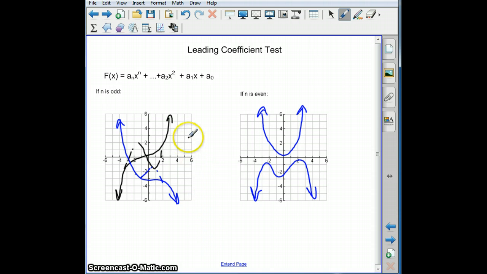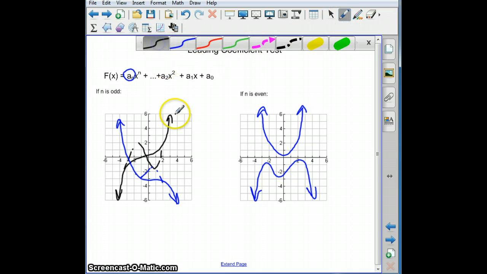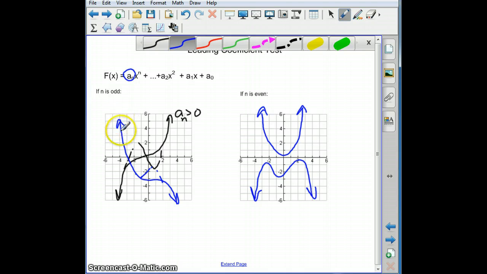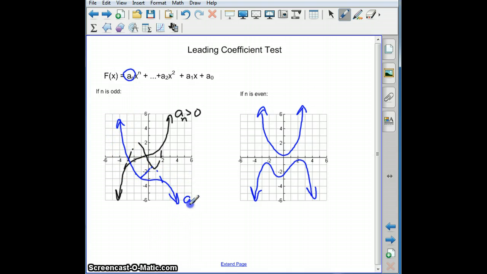So how do we know if they're going up or down? Well, that happens to be determined by a. If a is positive for an even function, then it's going up. And if a is negative for an even function, then both ends are going down. With the odd function, if a sub n is greater than 0, in other words, it's increasing as you go from left to right. If it's decreasing as you go from left to right, then your lead coefficient is negative.